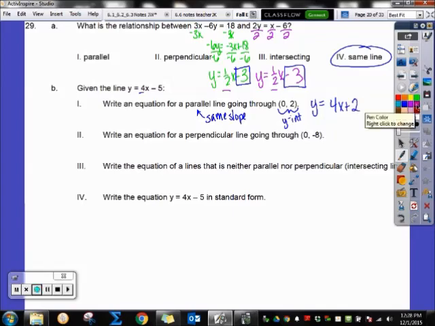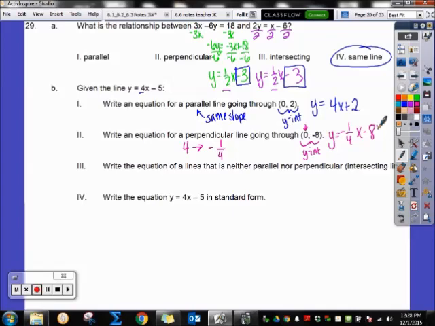The second one, write an equation for a perpendicular line going through this point. Well, once again, this is our y-intercept because the x is 0. Perpendicular means opposite reciprocal slope, so I can't just use the 4. I have to flip it, which is 1/4, and change the sign. So the slope that I would use for part 2 is negative 1/4. So y equals negative 1/4 x minus 8.